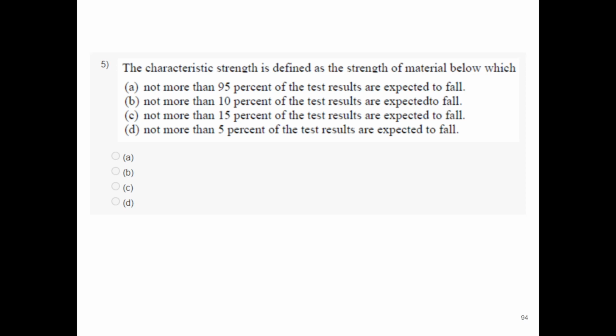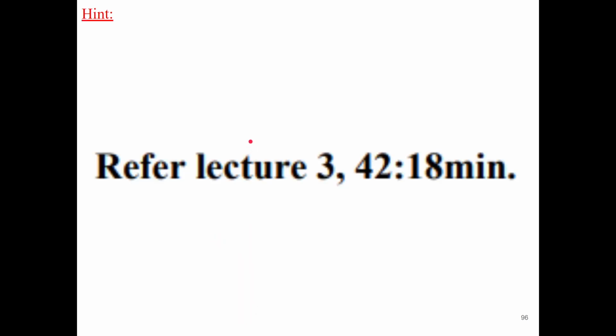If you can see here, we discussed what characteristic strength is. As per IS456, characteristic strength is that strength below which only 5% of the results are expected to fall. So not more than 5% of the test results are expected to fall. So the characteristic strength is defined as the strength of material below which not more than 5% of the test results are expected to fall. So D is the correct option. You can refer to this lecture for more detail.